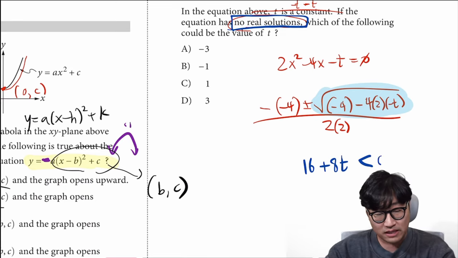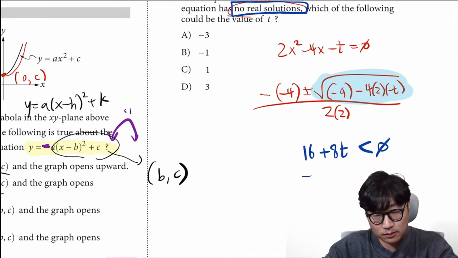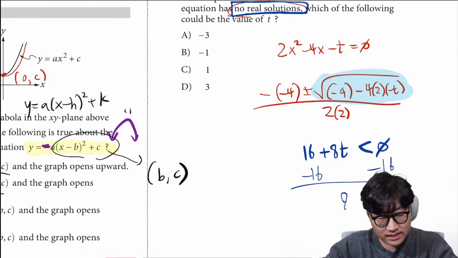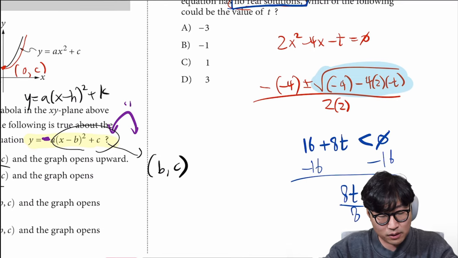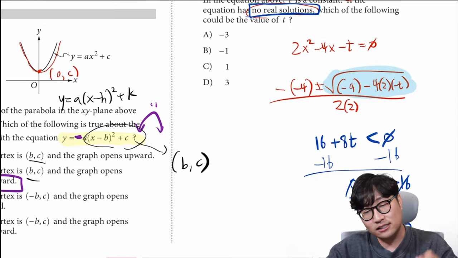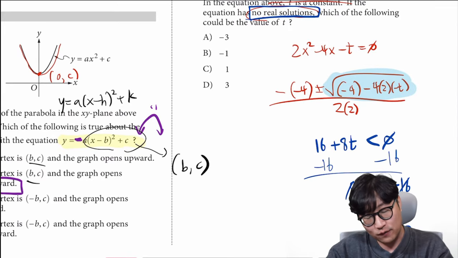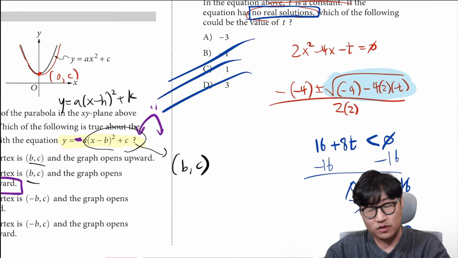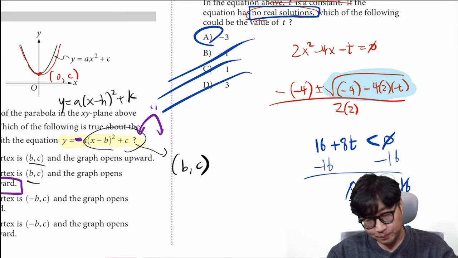So you want that to be less than 0, negative. Subtract 16 on both sides, so 8t is less than negative 16, and divide by 8 on both sides, so there you have it. t is less than negative 2. So t has to be something less than negative 2, and if you look at it, 3, 1, negative 1, they're all bigger than negative 2. Negative 3 is the one that is less than negative 2.